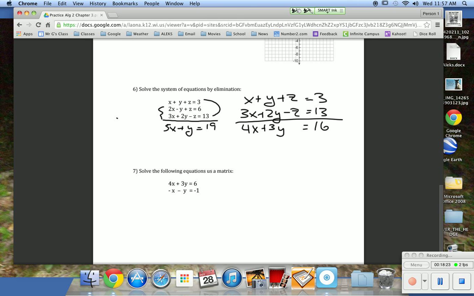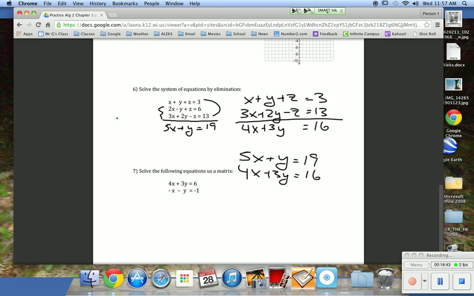Then get it down to two equations, two unknowns. Now we can take these two equations, 5x plus y equals 19, and 4x plus 3y equals 16. Now we're going to get rid of one of the other variables.